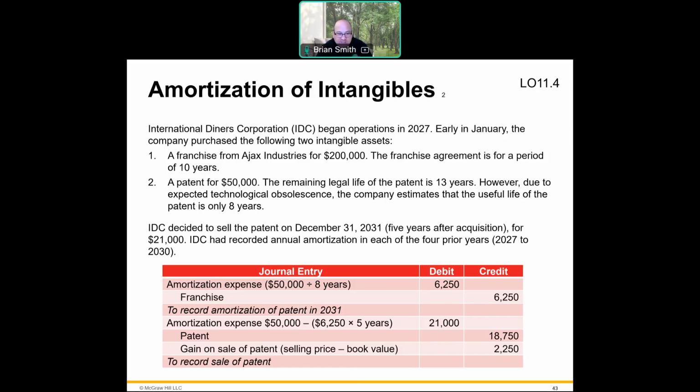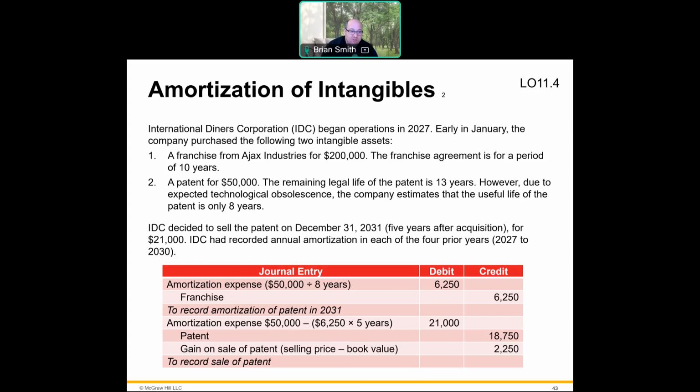But this journal entry doesn't reflect the cash received. And that actually might impact whether this was a gain or a loss. In fact, it would make it more of a gain because you're going to have a higher amount or a reduction to the patent if it wasn't recorded. This isn't a very good slide. I just caught that. Glad I did.